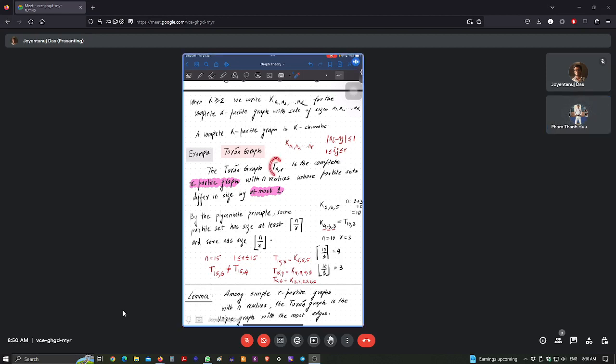So n and r you have. With the ceiling function you can take n divided by r, and some of the parts will be n divided by r with the floor function.